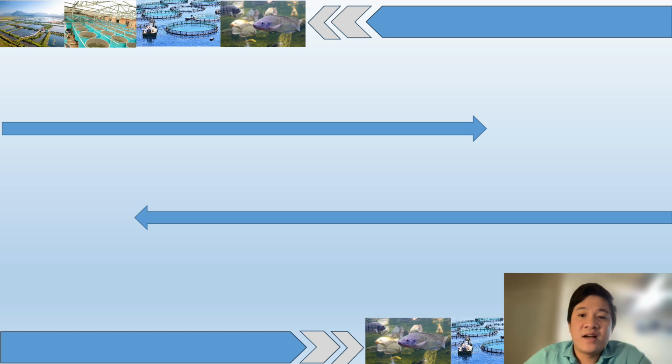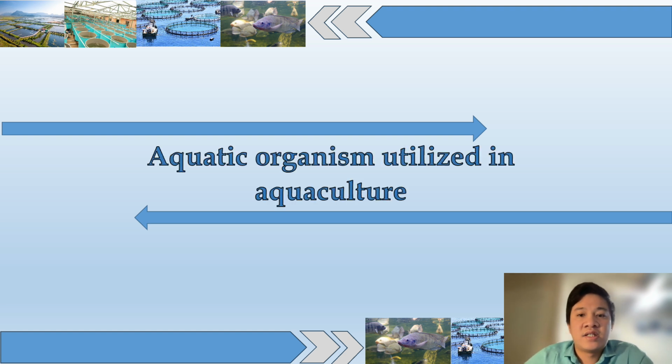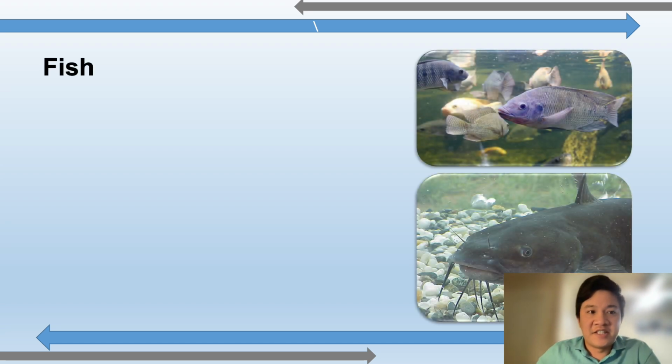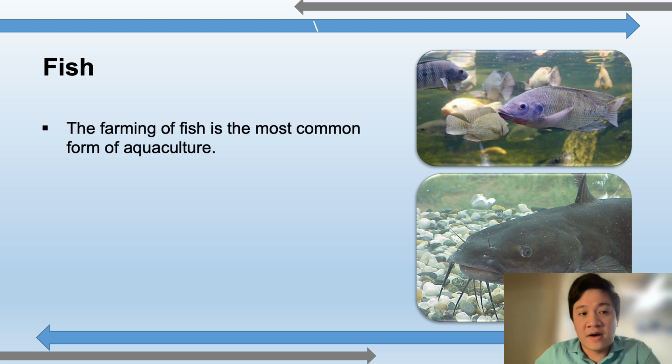After defining aquaculture, let us now determine what are the various groups of aquatic organisms that are primarily utilized in aquaculture. First in line is fish. I assume that we are all familiar with this group of aquatic animals, and definitely we have already seen different fishes. Relating this to aquaculture, the farming of fish is the most common form of aquaculture.